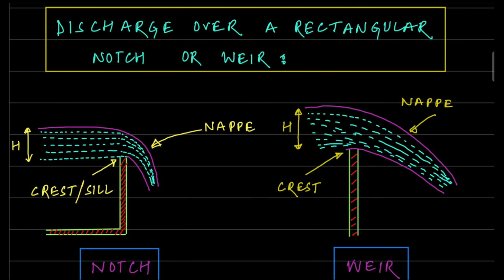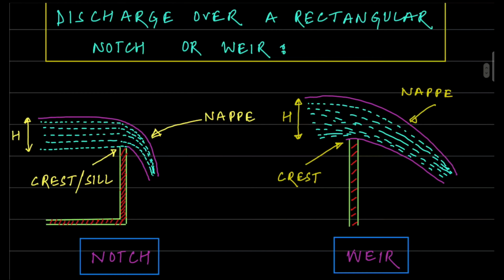Now we will derive the expression for the discharge over a rectangular notch or weir. It is interesting to note that the expression for the discharge over a rectangular notch or weir is the same. So you can see in this figure that a notch and a weir are shown. On the left figure, you can see a notch, and this is your crest and sill, which is shown through this arrow.